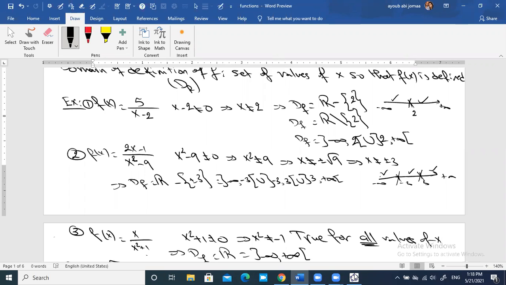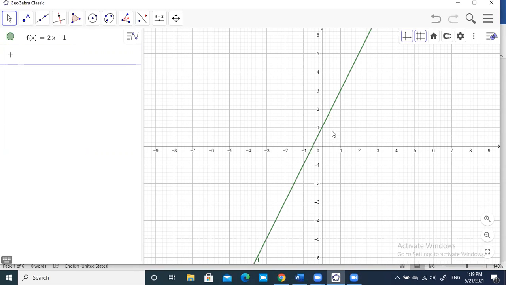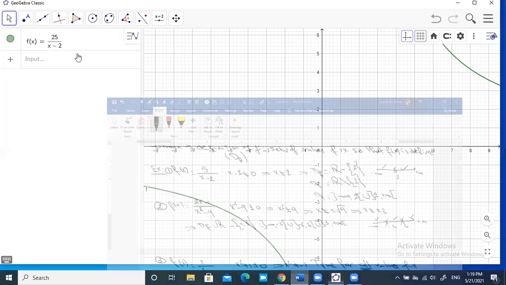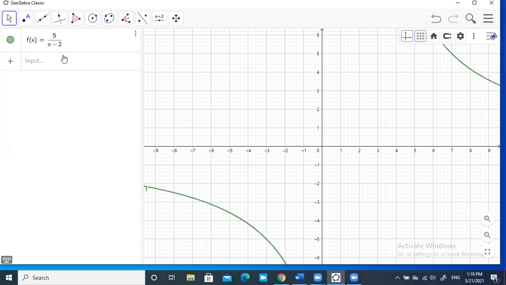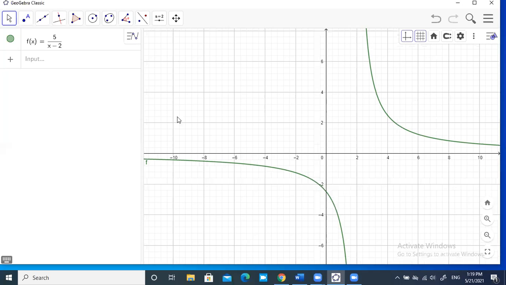Okay. To show you the graphs, let's say the first one f of x equals 2x plus 1. Right, straight line 2x plus 1. Let's say the function 5 over x minus 2. Here is the graph of the function. This is what it looks like.